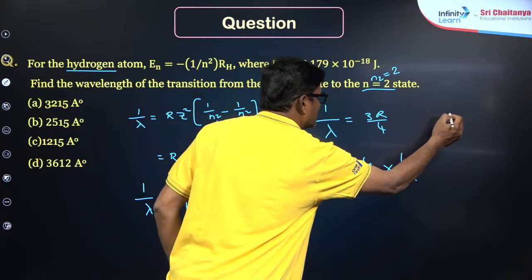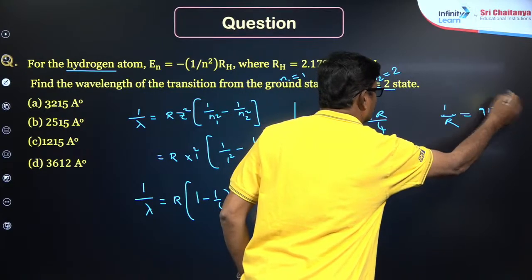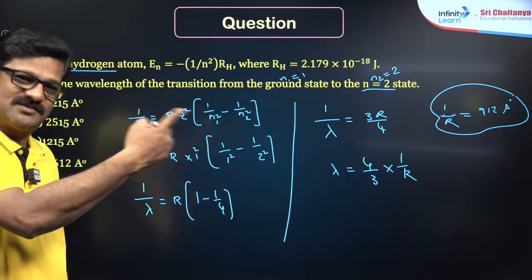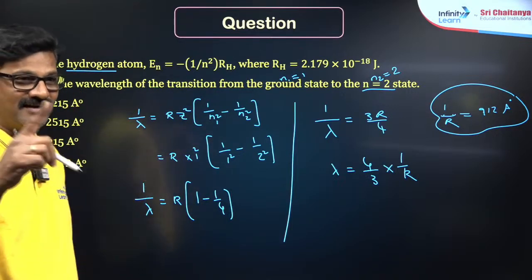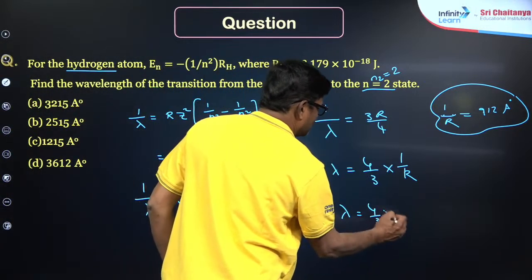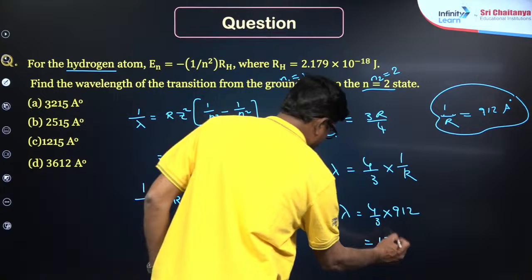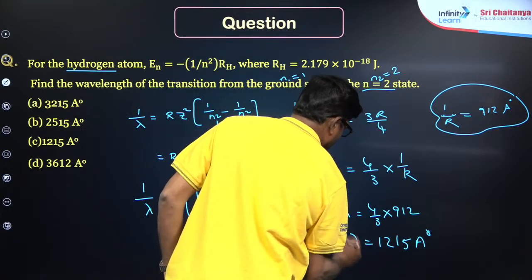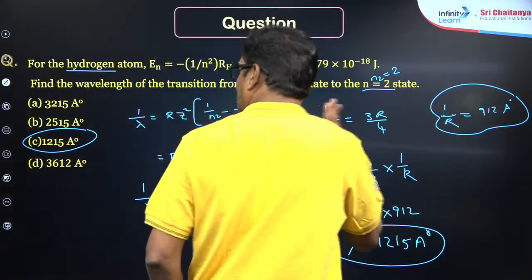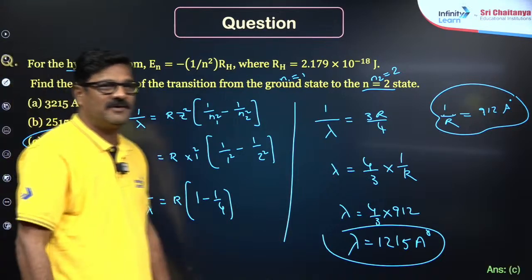Yesterday I told you 1 by R is equal to 912 angstrom units. Maybe Hemant gave this answer; I told 916 and he said 912. I remember. So you are going to see 4 by 3 into 912. You will get 1216 or 1215 angstrom units. So my answer for this question is going to be option C. Got it? Option C. Clear, beta?